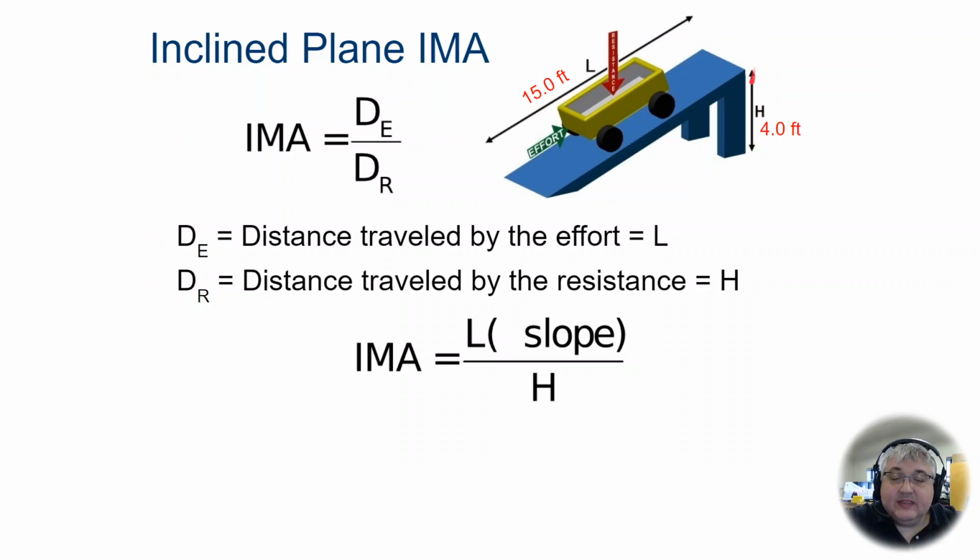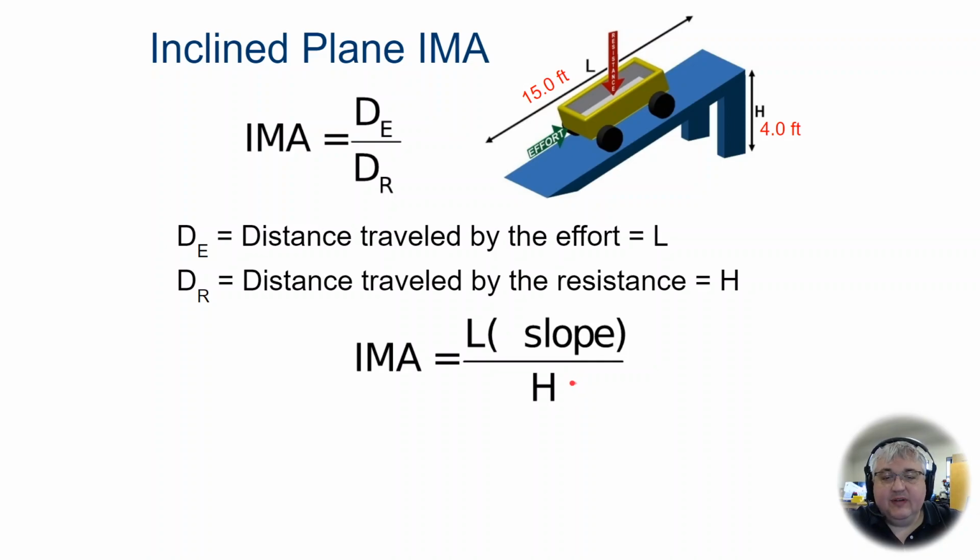And that makes sense, right? If I have a short slope and a big height, it's going to take me more force to push it, and so I'll have less mechanical advantage than if I have a really long slope, a really big number here, with a small height.